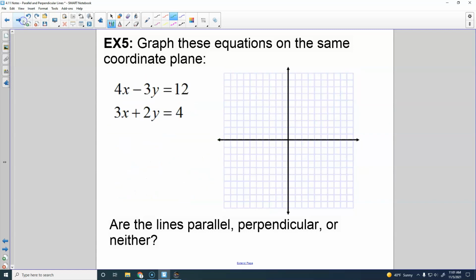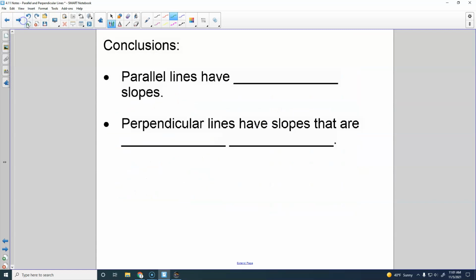So, on the slide that comes after this, parallel lines have the same, or you could put equal slopes. And I didn't put it on here, but we should put and different y-intercepts.